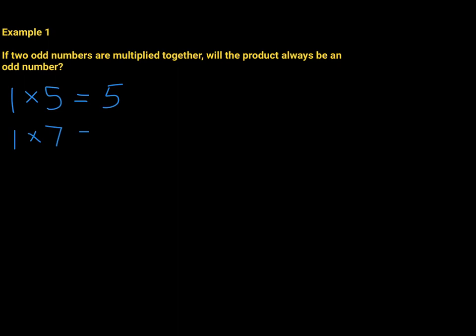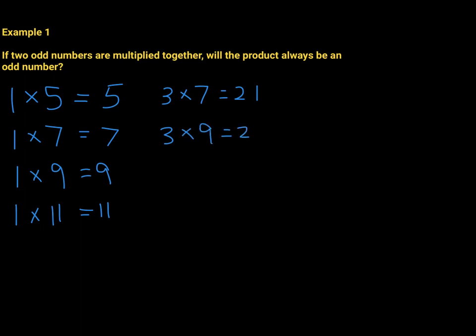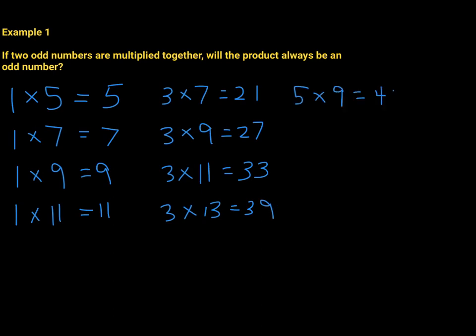1 times 7. I'm just choosing these numbers at random, okay? 1 times 7 is 7. That's odd. 1 times 9, these are two odd numbers, and the product is odd. 1 times 11, these are two odd numbers, and their product is odd. How about 3 times 7? The product is odd. 3 times 9, the product is odd. 3 times 11, product is odd. 3 times 13, product is odd. Let's just do a few more. 5 times 9, the product is odd.